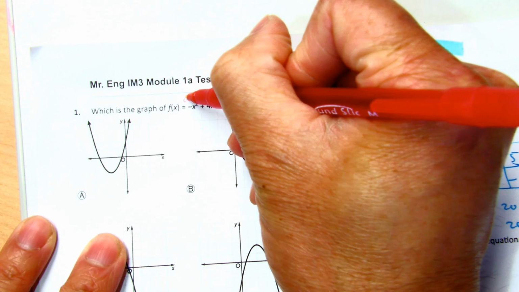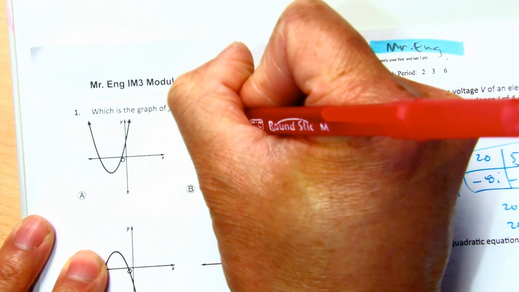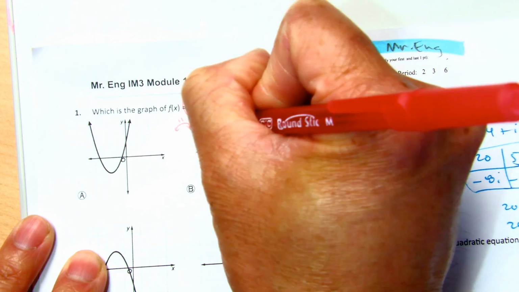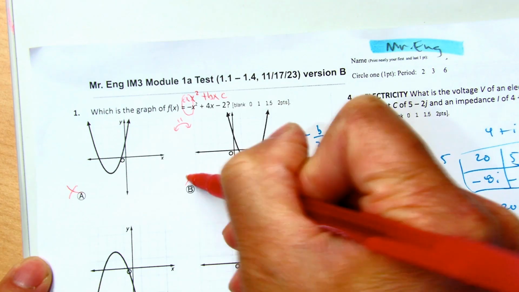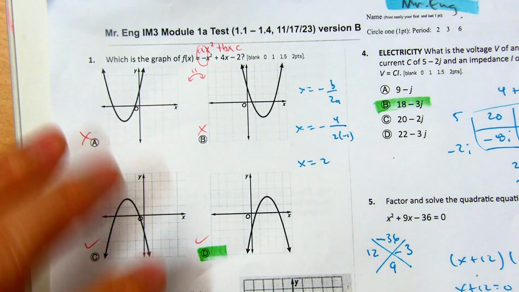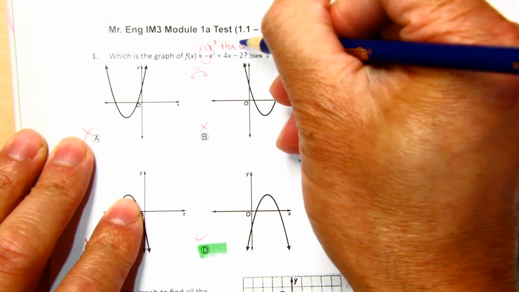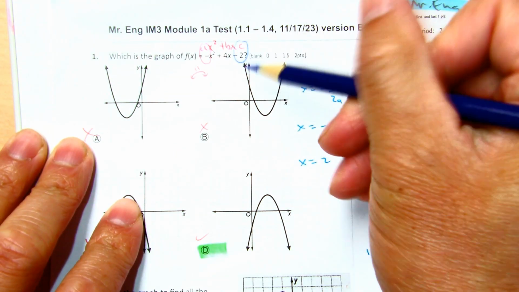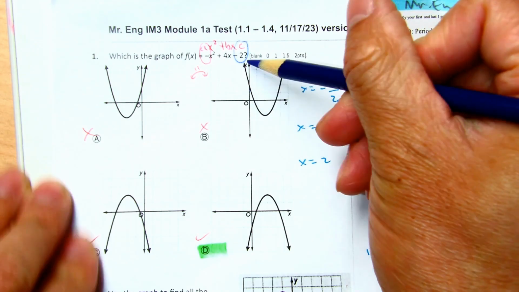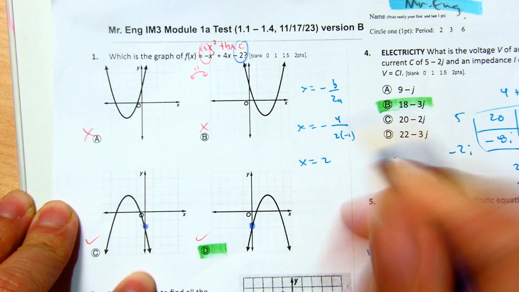And you'll notice that the a value in front of x squared is negative. This means that negative people have sad faces. So not A, not B. It could be C or D. The second one that could help you is the C value. The C value is the y-intercept, or the y-axis. So here is negative 2, and here is also negative 2.